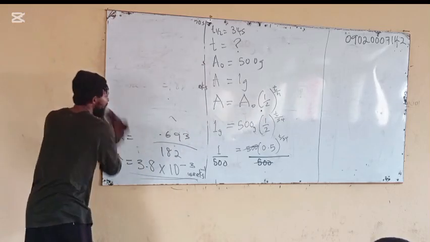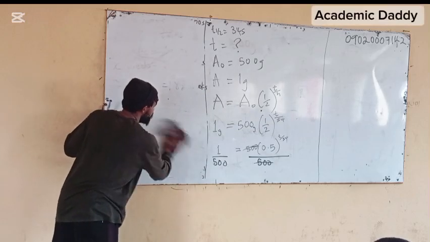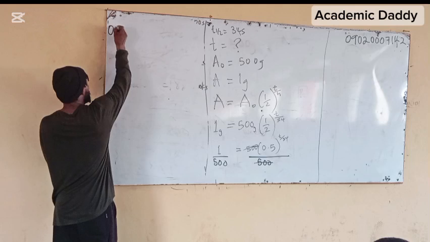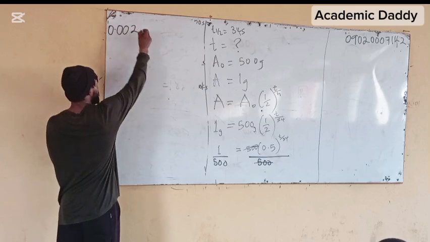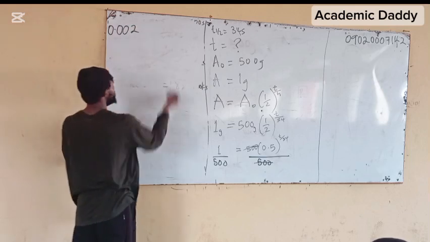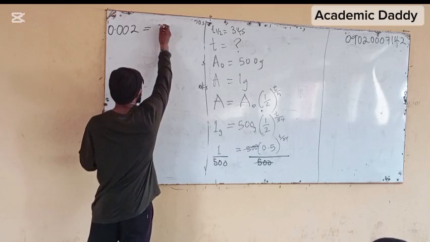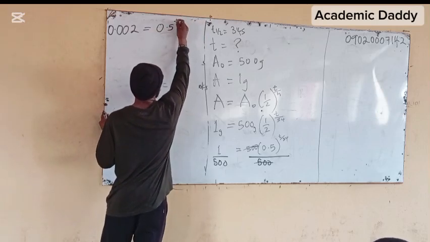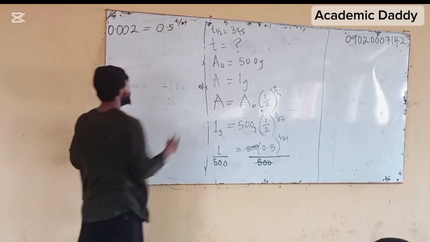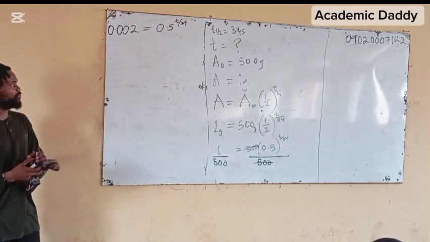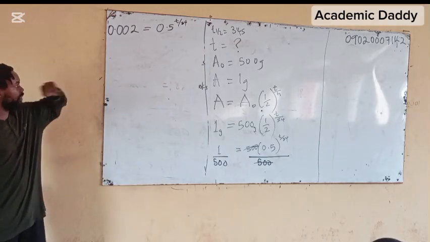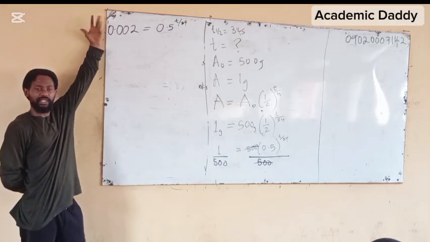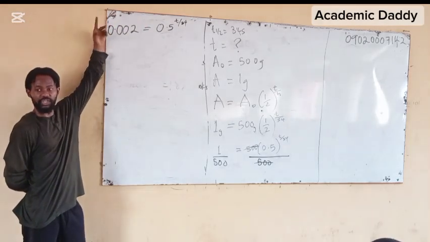So 1 divided by 500 is what? 0.002. Okay, 1 divided by 5 equals 0.5, raised to t over 34. Is it what you have? Yes. But notice something: I cannot say go here and do square root because of the fact that it's division. Is it not true? Yes.